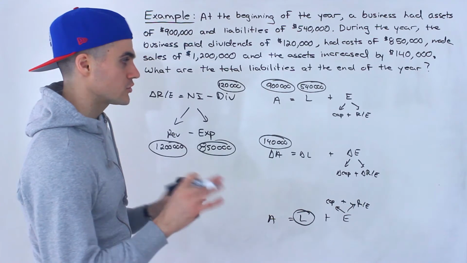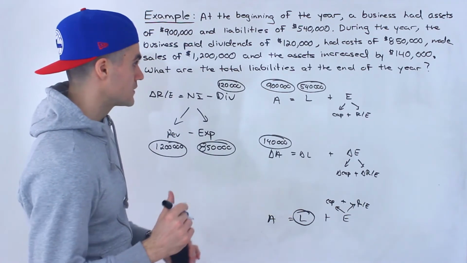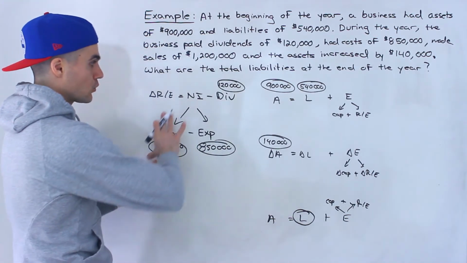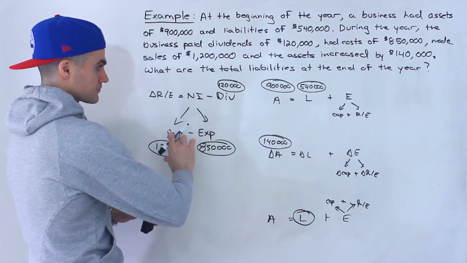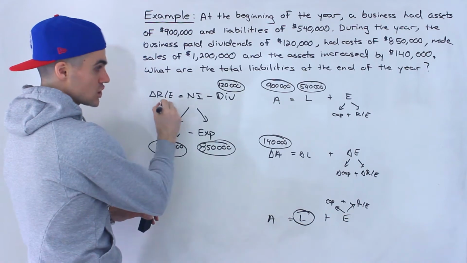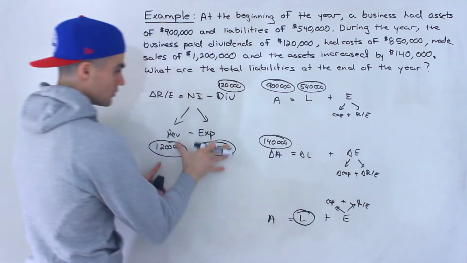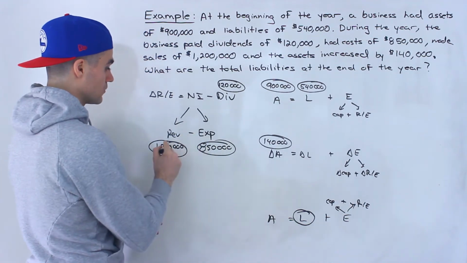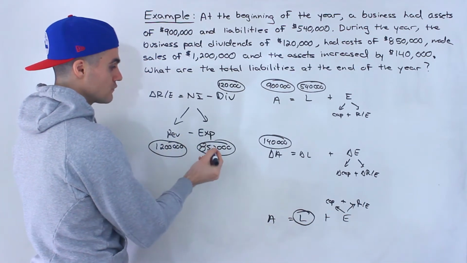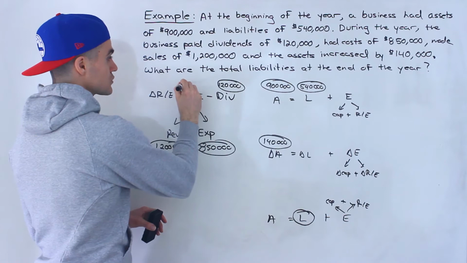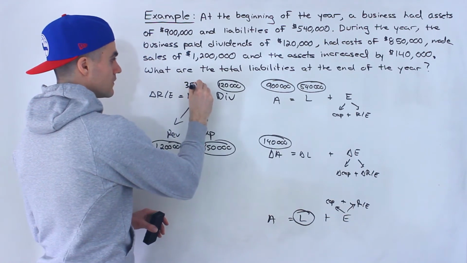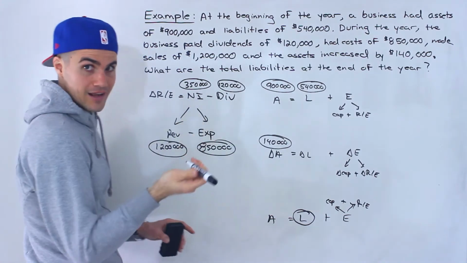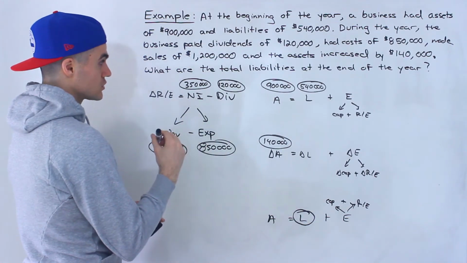Now, there's actually multiple ways to do this. I'm going to show you different ways you can do it. The first way is I'm actually going to work with this information first. And this is the change in retained earnings. That's this portion. Notice we have enough information to figure out what that change in retained earnings is. So 1.2 million minus 850,000, that's going to give us 350,000, which is the net income or the profit during the year.